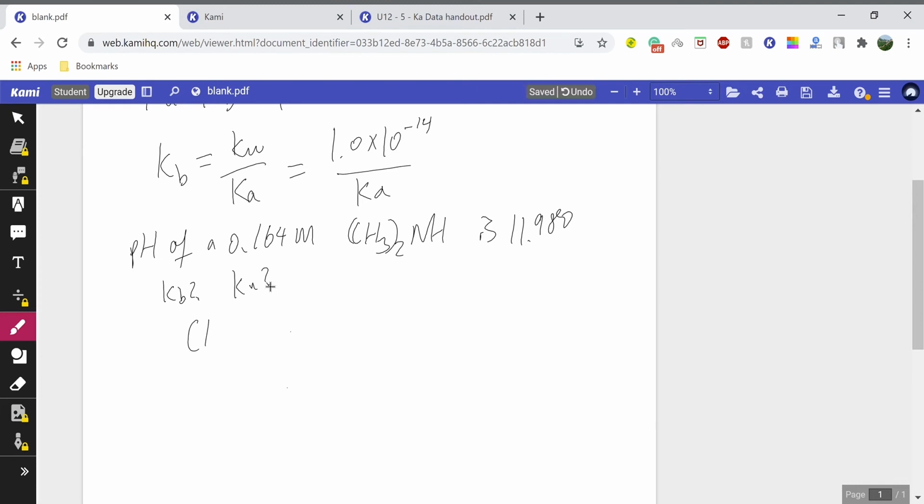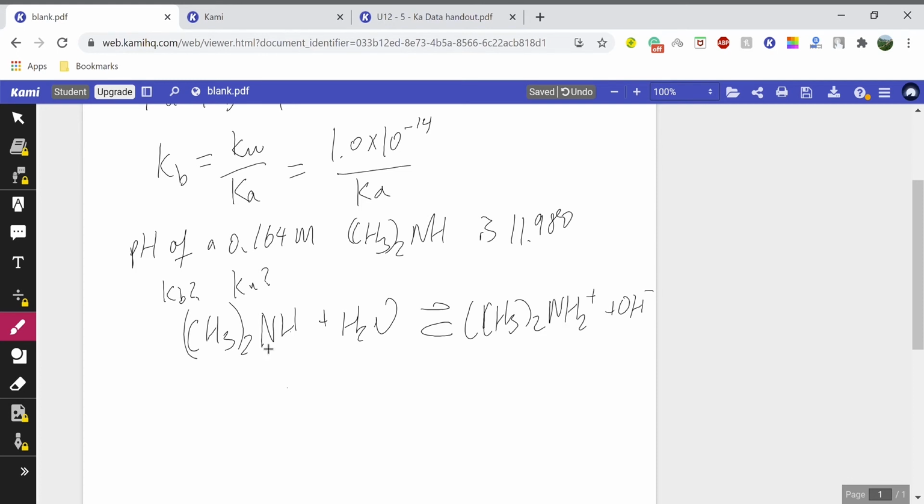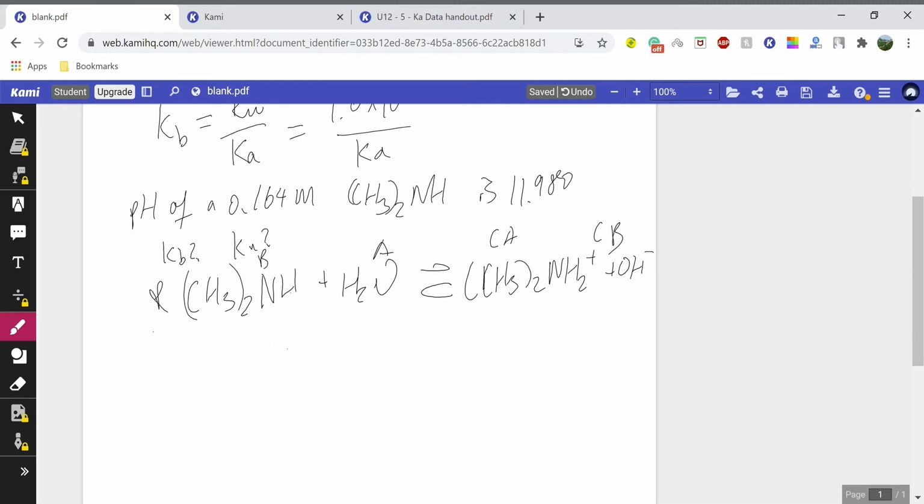So first let's write this out. CH3 2 NH plus H2O will give us CH3 2 NH2 plus OH minus. This is our base, acid, conjugate acid, and conjugate base. Now to find Kb, we first need to set up our RICE chart. So 0.164 molar is going to be 0, 0, minus x, plus x, plus x. This will be 0.164 minus x, x, and x.